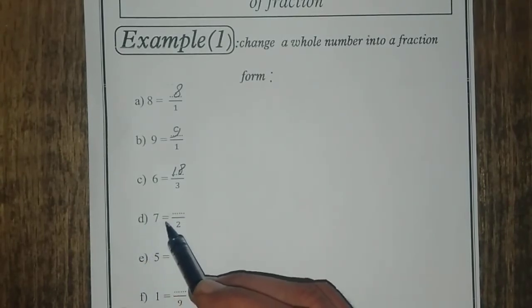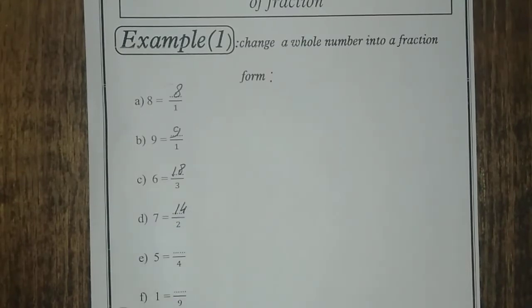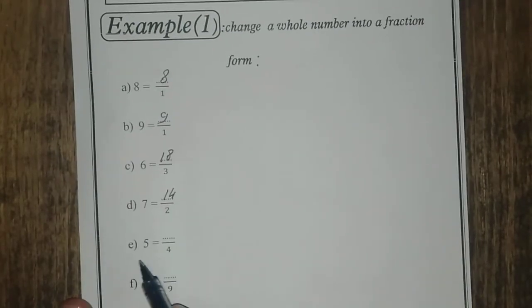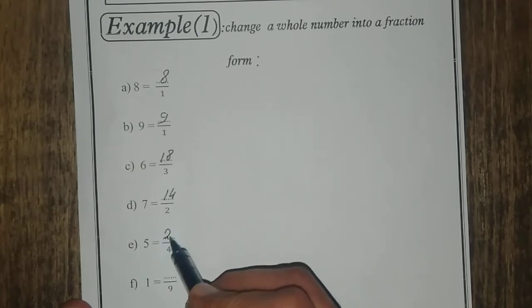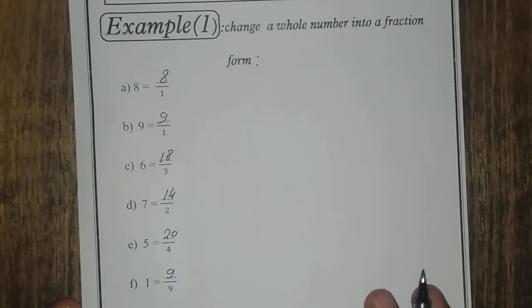Number D, 7 equals what divided by 2? Equals 14. Number E, 5 equals what divided by 4? 20. 4 times 5 equals 20. Number F, 1 equals what divided by 9? Any number divided by itself equals 1. So 9 divided by 9 equals 1.